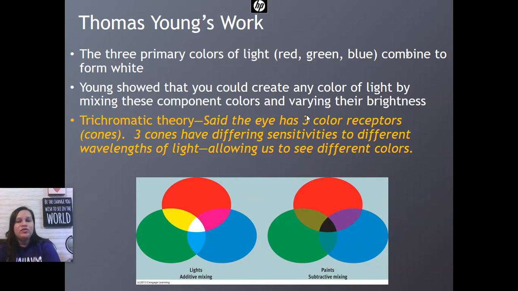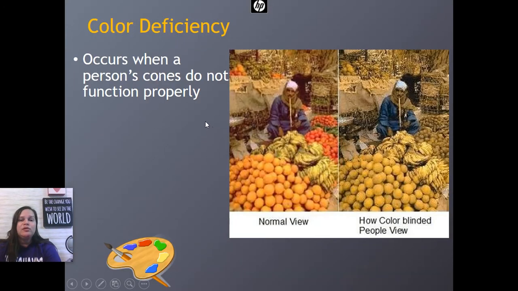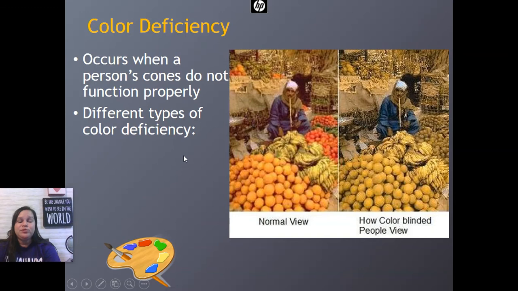So he said that we have three color receptors, the cones, and if you recall, there were red cones and green cones and blue cones, and that each of those are sensitive to different types of wavelengths of light, and that's how we see the different colors, is this combination of what each of those cones are seeing. Color deficiency or color blindness really supports this theory. Color blindness occurs when a person's cones aren't functioning properly.